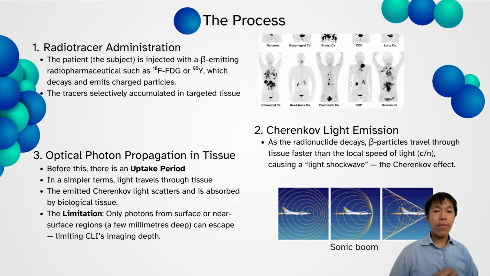And next, I'll focus on the process. Actually, the CLI, the Cherenkov Luminescence Imaging, makes good use of the photons emitted by the Cherenkov radiation that I mentioned just now. So the process of CLI would be, the first one, radiotracer administration, where radiotracers such as 18F-FDG are inserted into the subject or the patients, maybe via mouth, via injections, and etc. And second one, Cherenkov light emission.